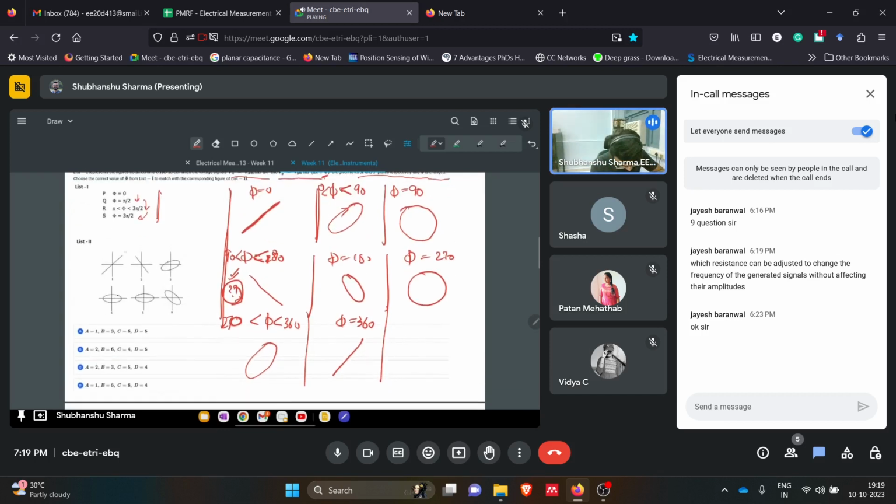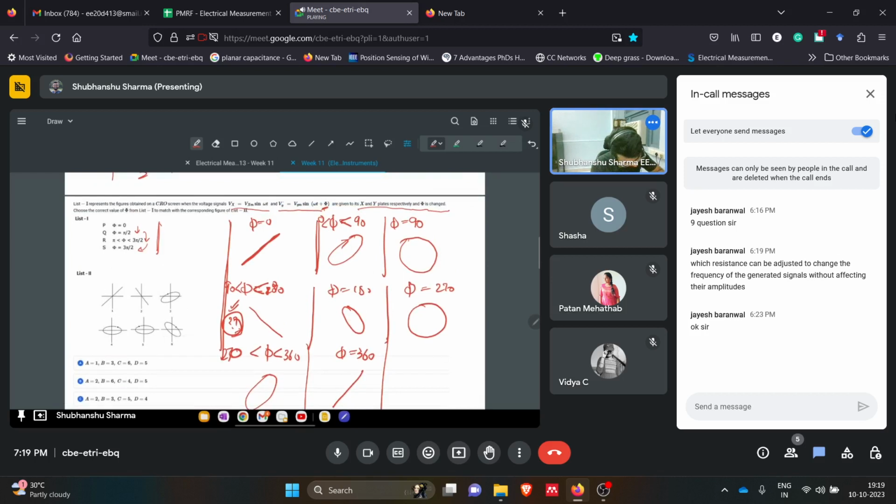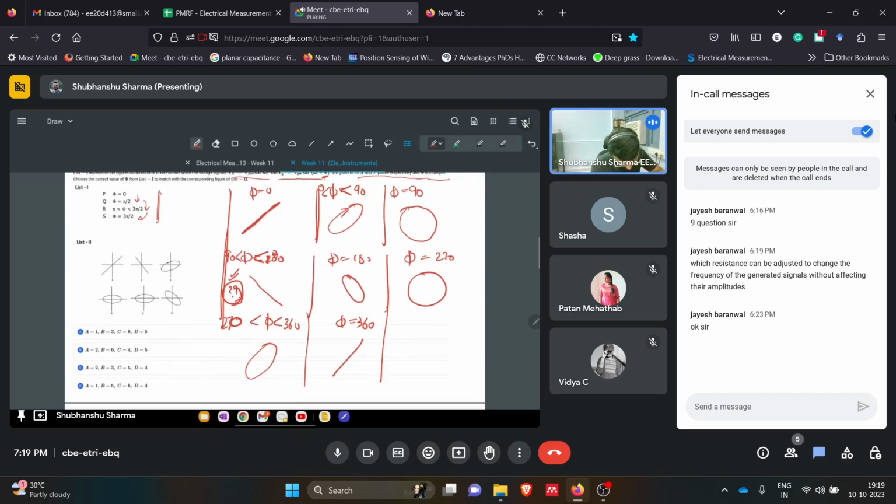So we have A, B, C, D. Okay, these are A, B, C, D. So for phi equals 0, that will be 1. So we have these two options. Then for pi by 2, so 90, we have 3 or 5.